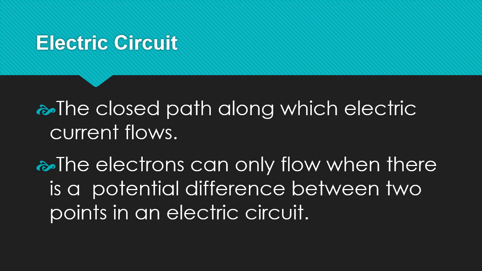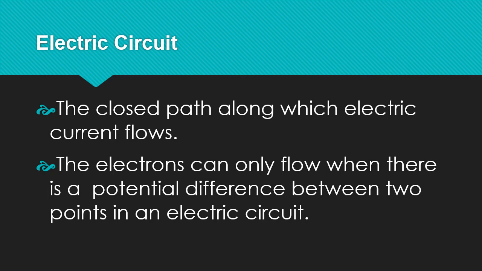Electric circuit. It is a closed path along which electric current flows. The electrons can only flow when there is a potential difference between 2 points in an electric circuit. For example, water flowing through a tube is only possible when there is a high pressure at one side and low at another side. Then it will move from high pressure to low pressure.